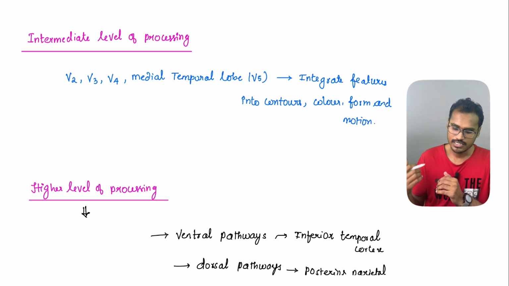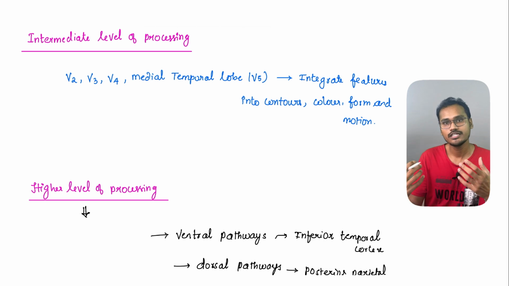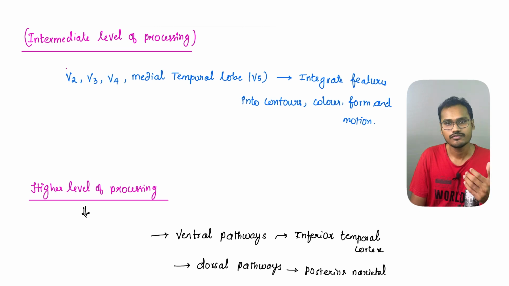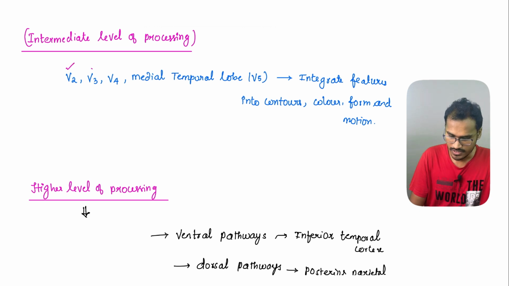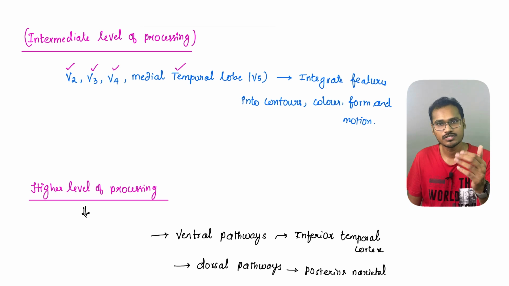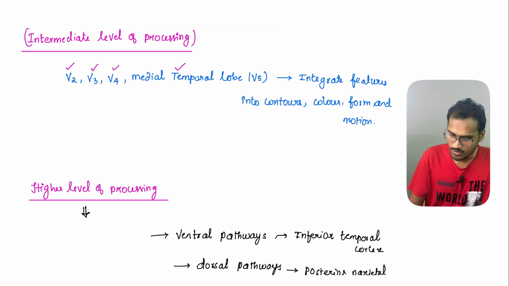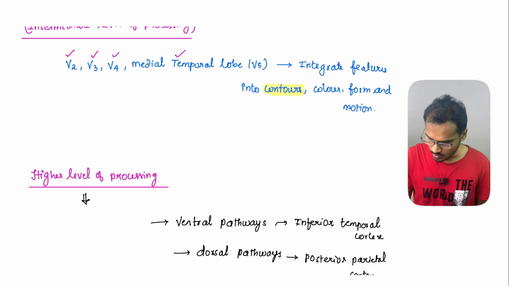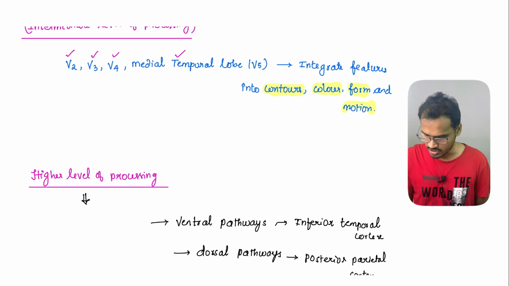And next, once it reaches the primary cortex, it will send it to other areas, which is where the intermediate level of processing will happen. The areas are other visual cortex areas, V2, V3, V4 and the medial temporal lobe. Nowadays, this medial temporal lobe is also called V5. What they will do is integrate the features which are given by the primary areas. The intermediate level of processing will integrate the features into contour, color, then form and finally motion.